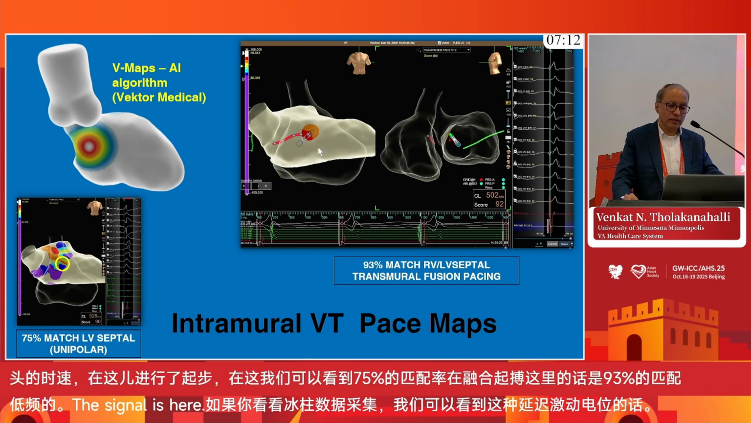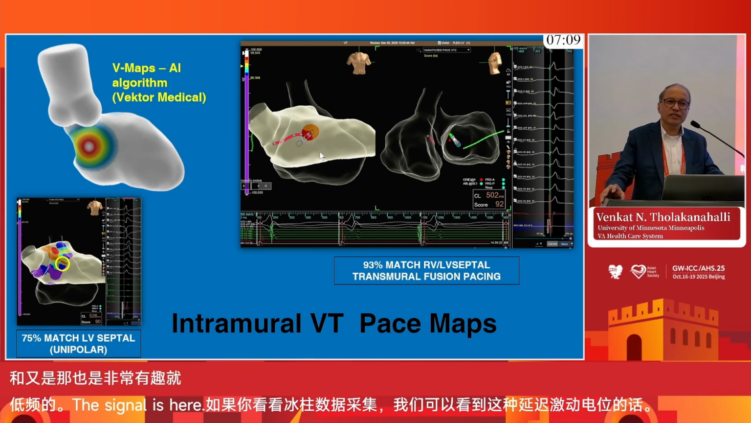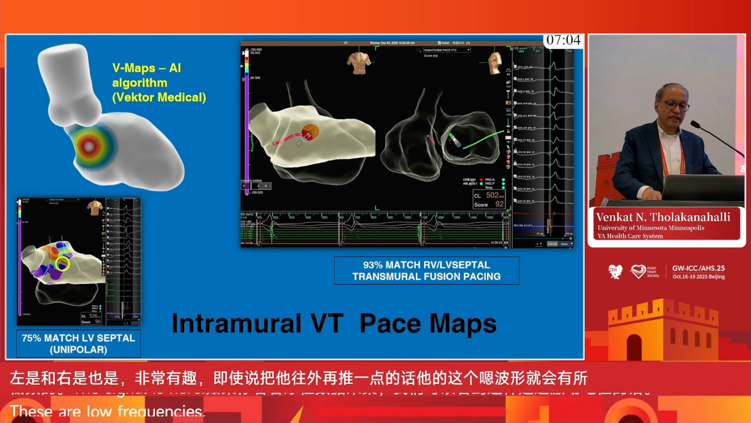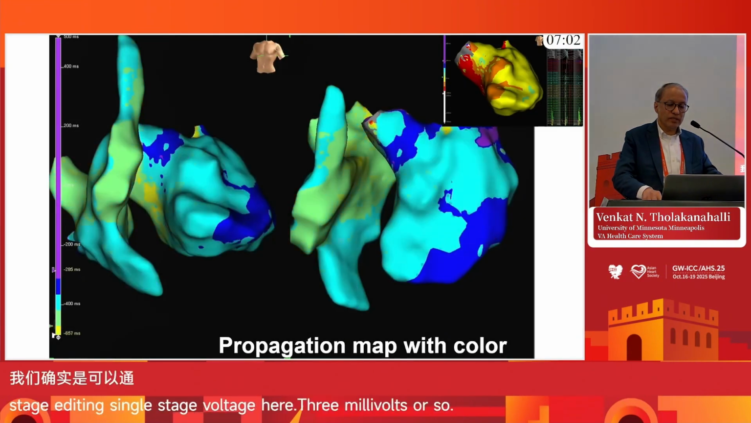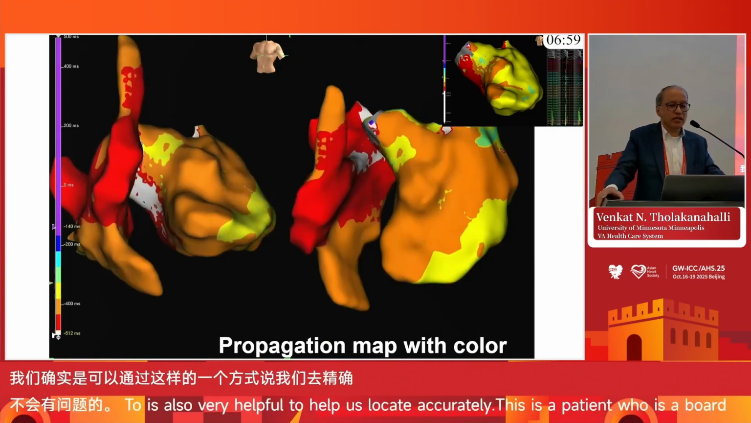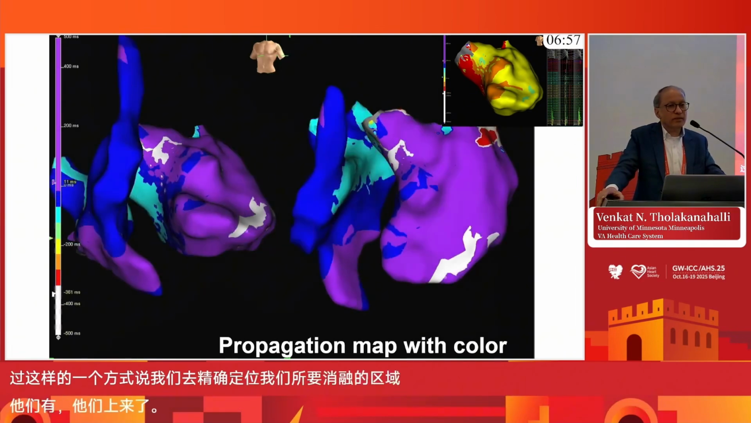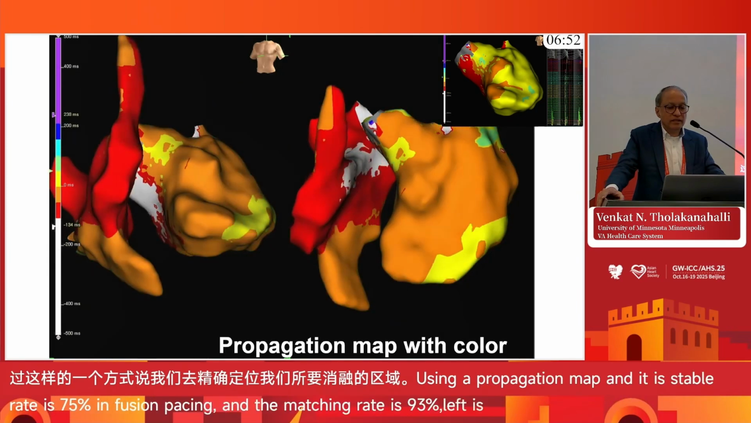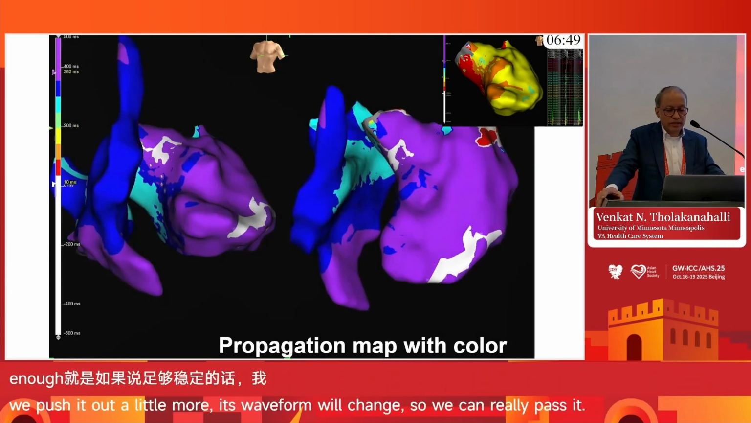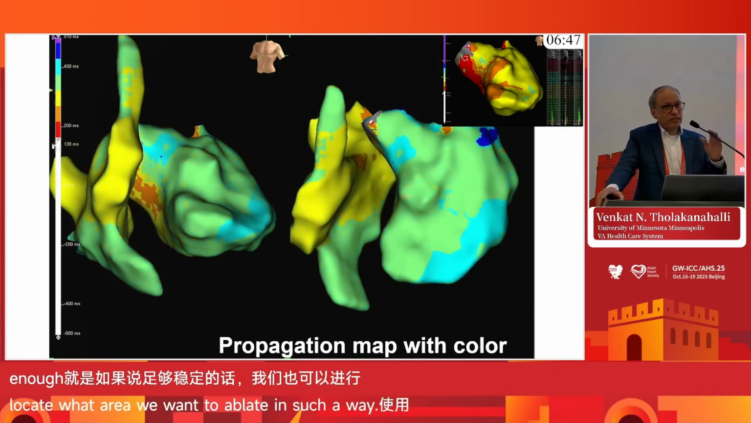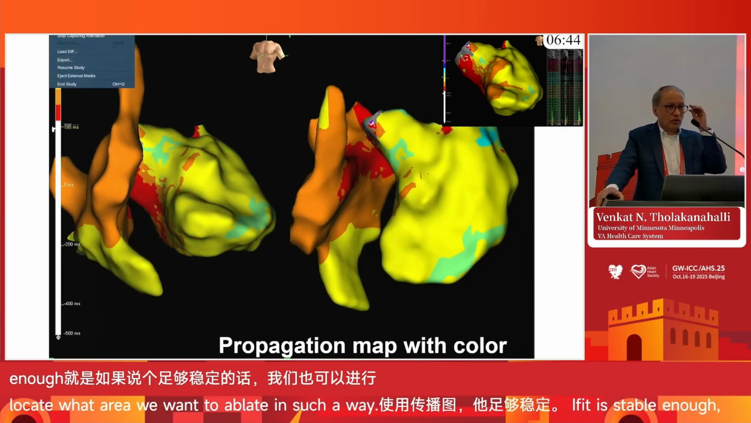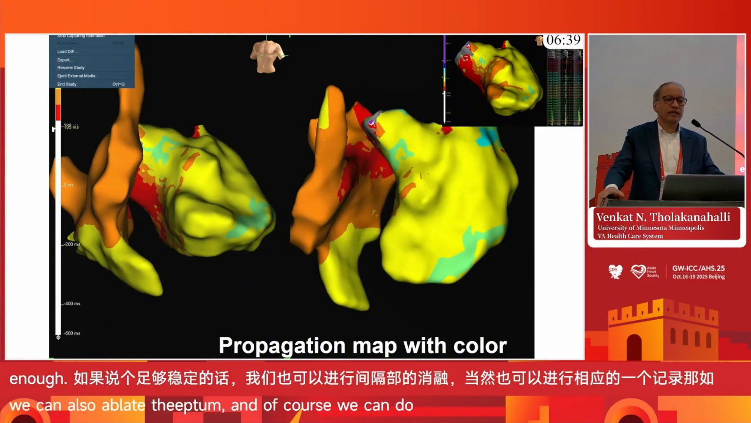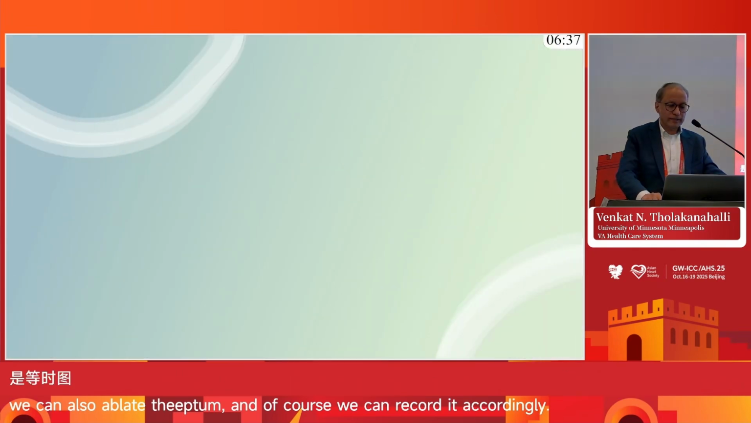Interestingly enough, even if you move a little bit further out, the VT morphology changes. So you can actually see how precisely you could potentially target that area with a bipolar ablation. If you obviously have the luxury of identifying using a propagation map and the VT is stable enough, you can actually identify the VTs on either side of the septum, and you can go to the area of target. Now, another important aspect is also the isochrones. If there are any missing isochrones, it tells you that part of the circuit may be much deeper in the substrate, where you can potentially target those areas.